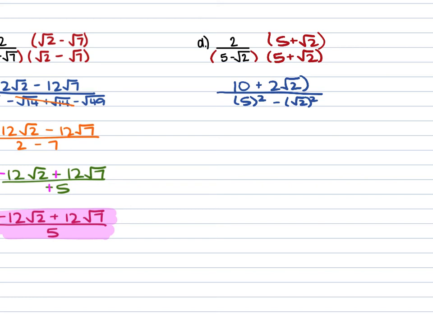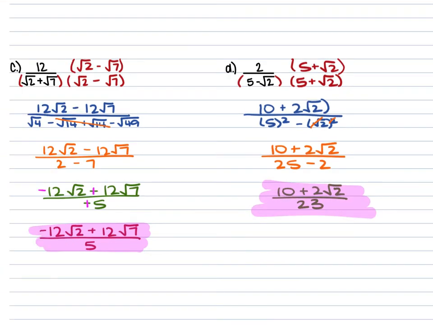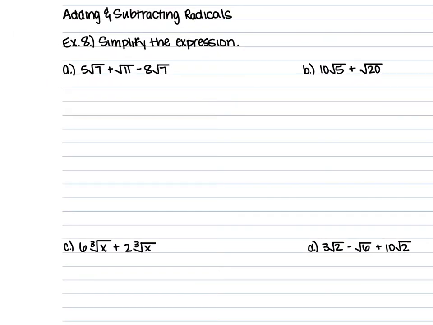So that 10 plus 2 square root 2 is going to stay. In the denominator, the 5 squared is 25. The square root of 2 squared is just 2. So 25 minus 2 gives us 10 plus 2 square root 2 all over 23.